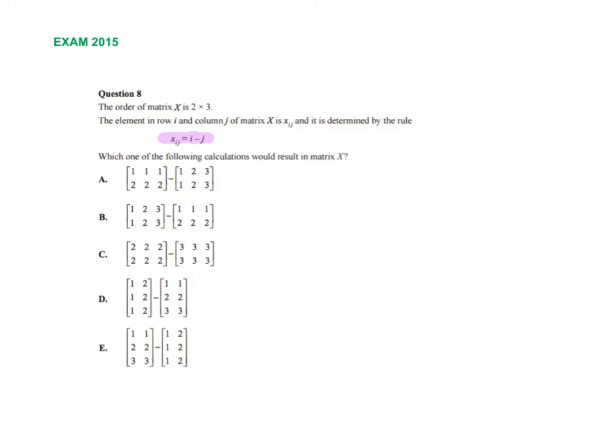It says the order of matrix X is a 2 by 3, and then they've said that I represents the row number and J represents the column. And then they've given you a formula of how to work out matrix X. So what you're actually thinking about, you go, all right, I've got matrix X here, and it's going to be a 2 by 3.